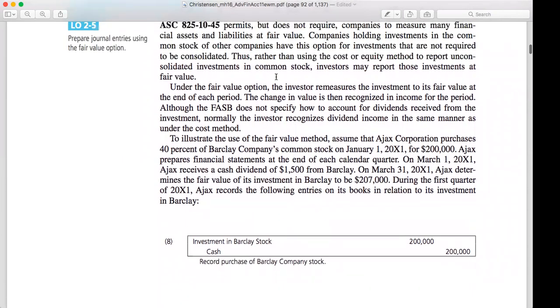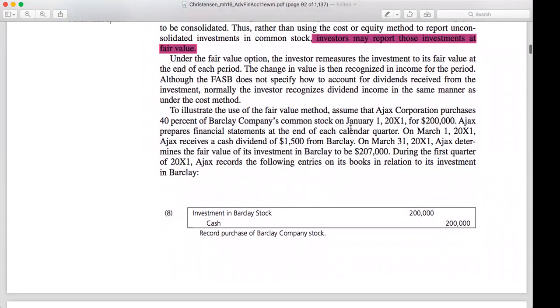Now, rather than using the cost or equity method to report an unconsolidated investment, the investor may report this investment at fair value. So under fair value here, the investor will remeasure the investment to its fair value, right? And then they recognize income after that.